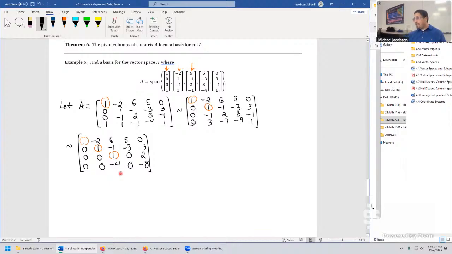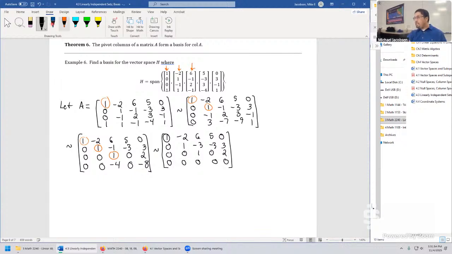We're going to multiply row 3 by 4, add it to row 4. That's just going to give us a 0 row. So this is row equivalent, just to finalize it. 1, -2, 6, 5, 0, 0, 1, -3, -3, 3, 0, 0, 1, 0, 2. And now here's the 0 row.